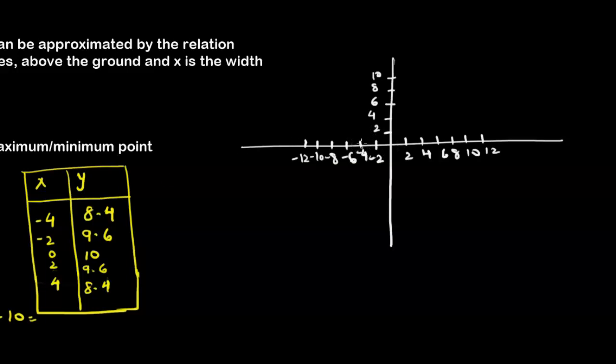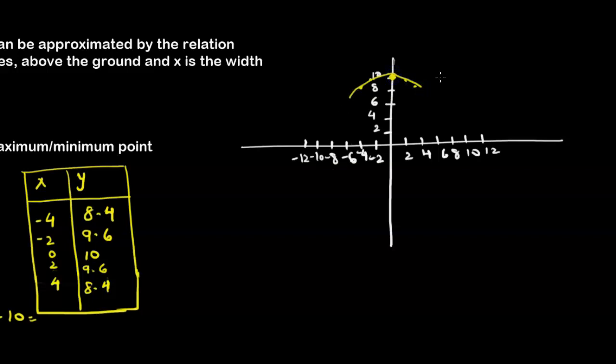When x is negative 4, y is 8.4, which is going to be somewhere here. When x is negative 2, y is 9.6, that's going to be here, close to 10. When x is 0, y is 10. When x is 2, y is again 9.6. That would be somewhere here. When x is 4, y is 8.4. That would be here. So we notice that when we connect these dots, we get a graph like this.